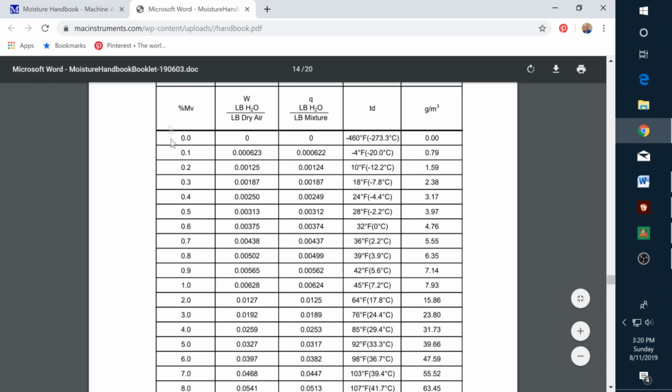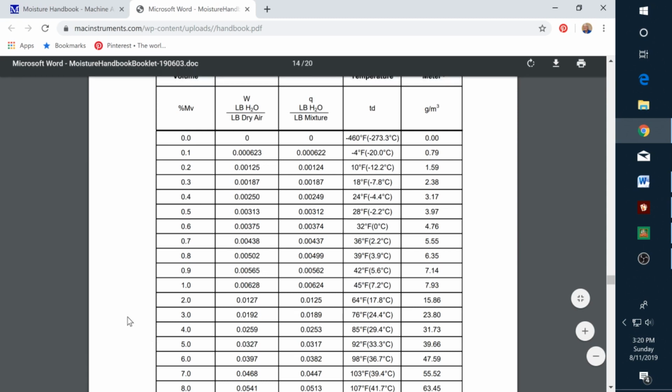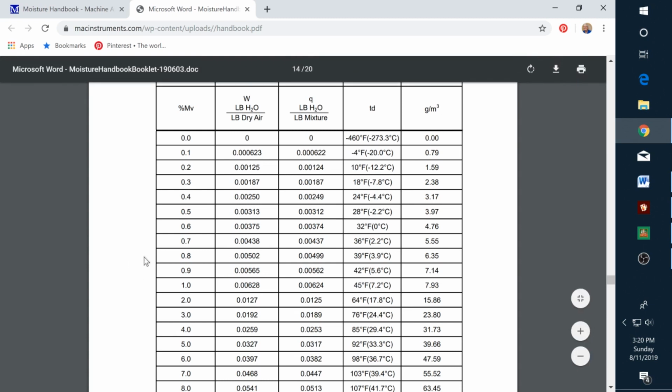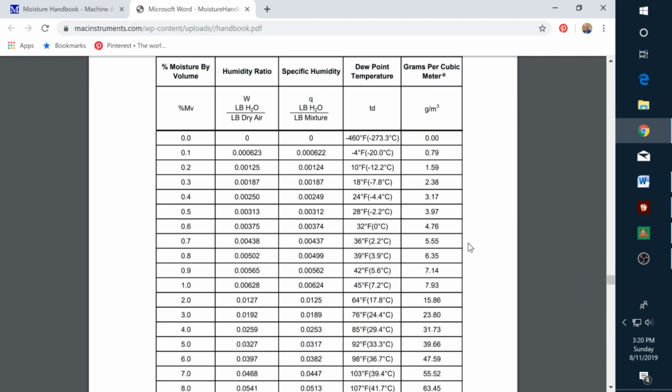So percent moisture by volume is intuitive and tells you what's going on. And I think it's more absolute because you can heat the air, cool it, compress it, and the percent moisture by volume stays the same as long as you don't go below the dew point temperature. So there's a lot of information in this table. So I hope you'll look at it and get a feel for what's going on here.